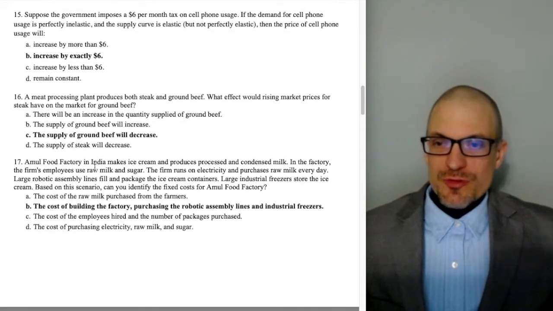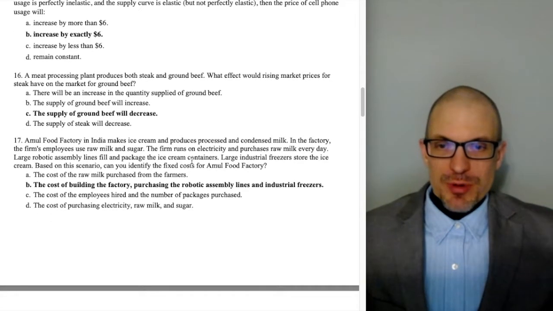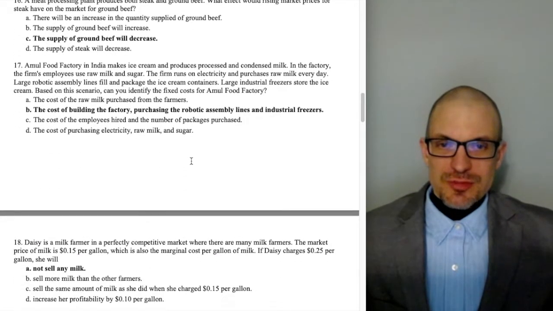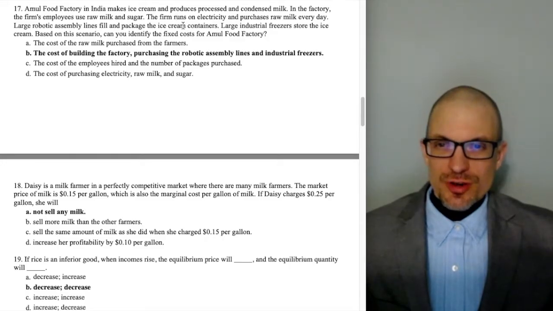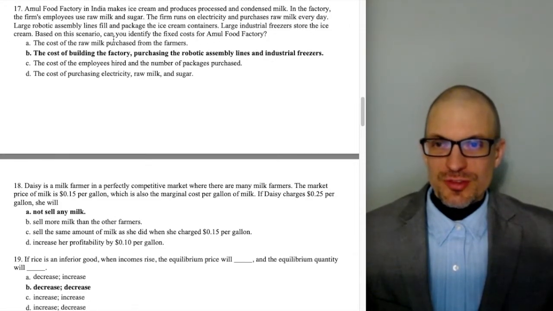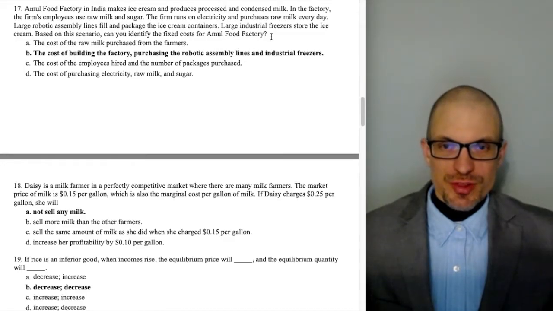All right, so a food factory in India makes ice cream and produces processed condensed milk. In the factory, the firm's employees use raw milk and sugar. The firm runs on electricity and purchases raw milk every day. Large robotic assembly lines fill and package ice cream containers. Large industrial freezers store the ice cream. Based on this scenario, can I identify fixed costs for the food factory?